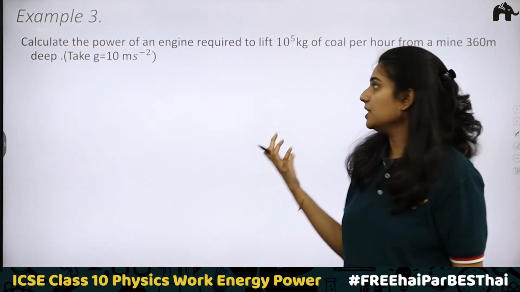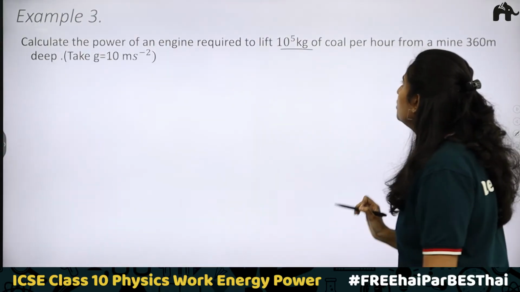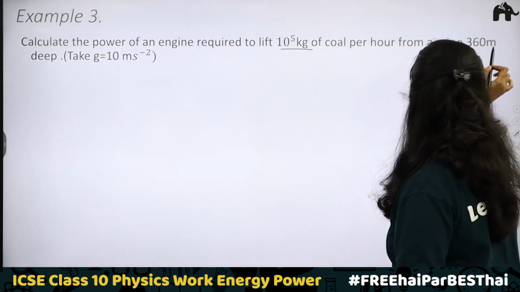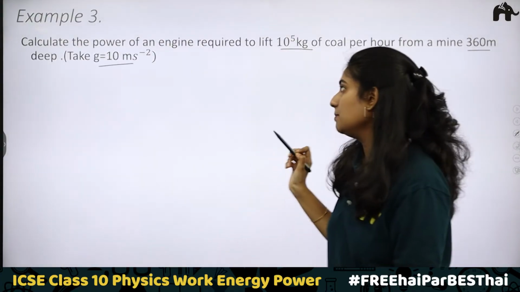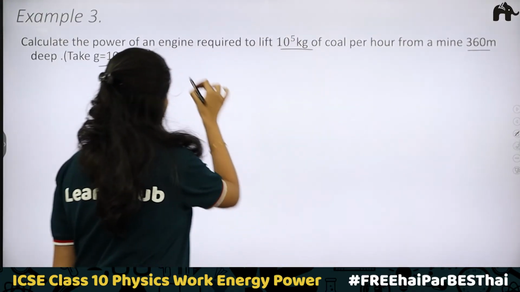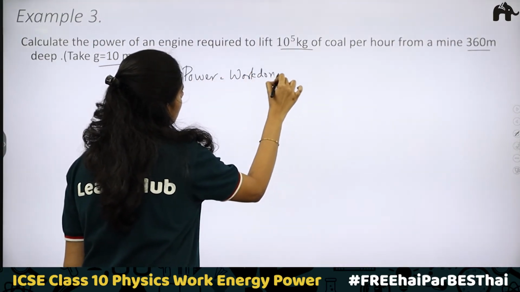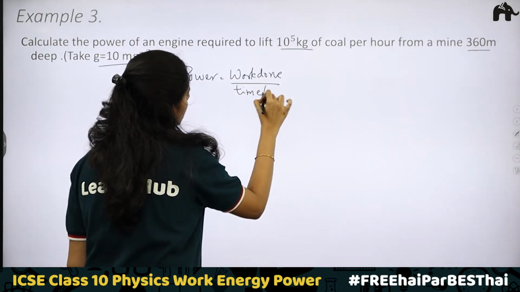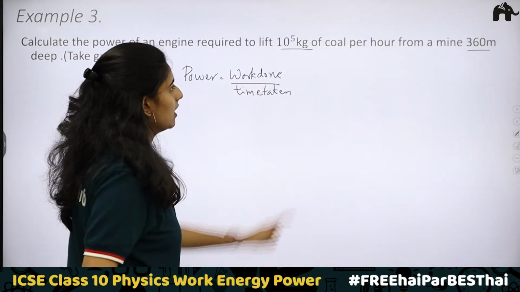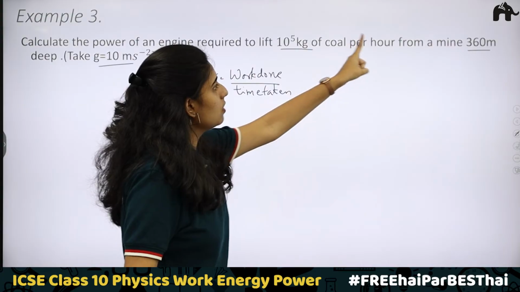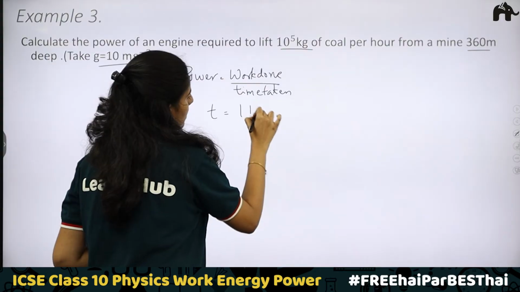Clear? Let us take an example related to power. Calculate the power of an engine required to lift 10 raised to 5 kg of coal per hour from a mine 360 meter deep. Here, acceleration due to gravity should be taken as 10 meter per second square. How to find power? Power is equal to work done divided by time taken. First we have to find the work done. 10 raised to 5 kg of coal per hour. Per hour means time taken T is equal to 1 hour.